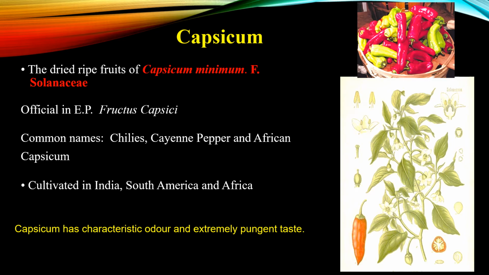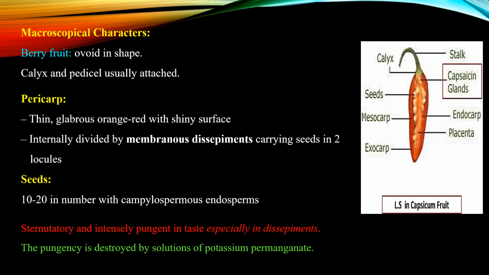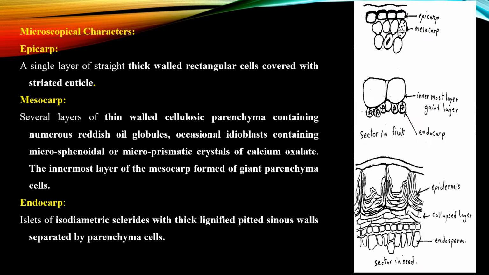Photograph of capsicum fruits with different green and red color. Diagrammatic illustration of the entire plant, the fruit. The capsicum fruit is a berry. This is the microscopical examination of the fruit wall, showing three regions or three layers: the epicarp, mesocarp, and endocarp. The epicarp is formed of a single cell layer, rectangular, covered with a thick striated cuticle, and cells are thickened on the outer and radial walls.